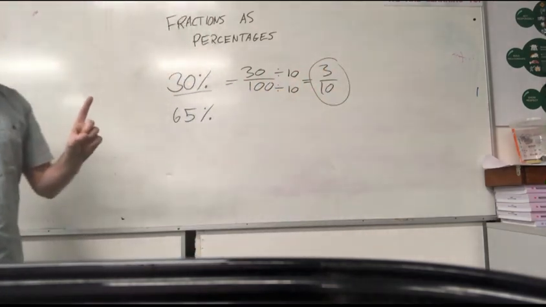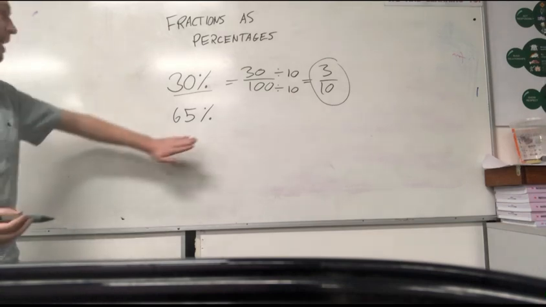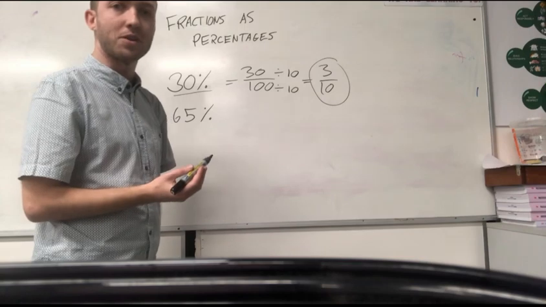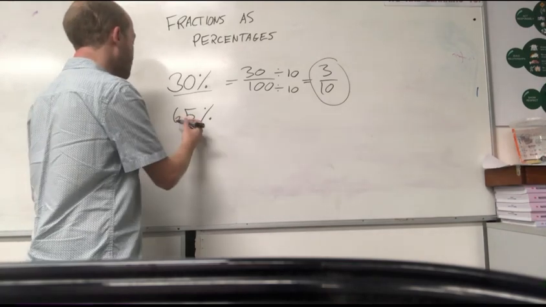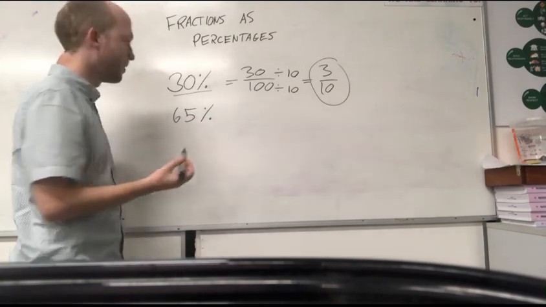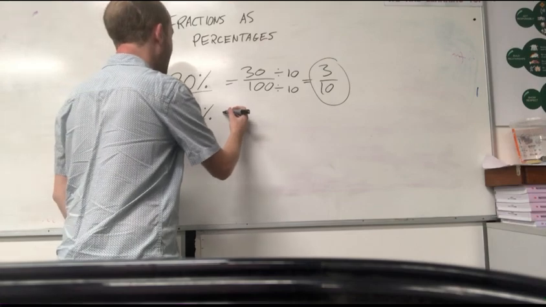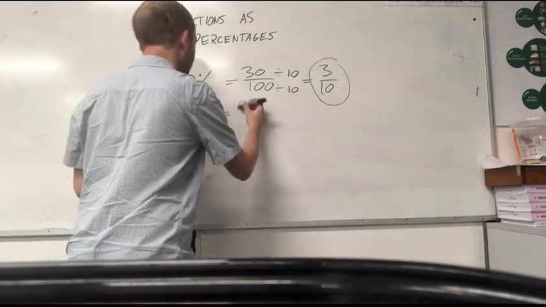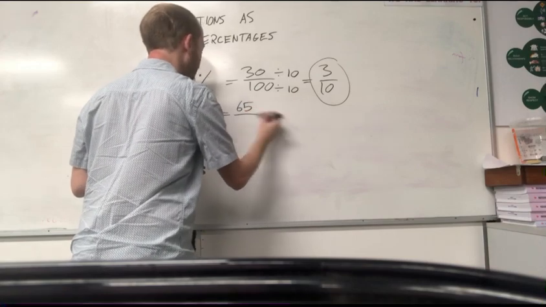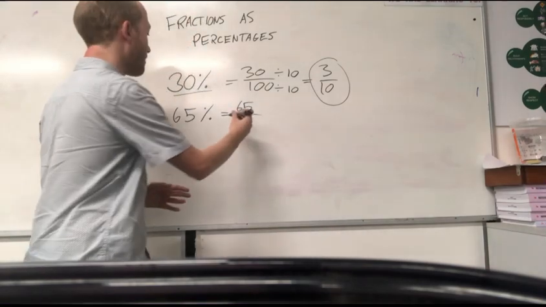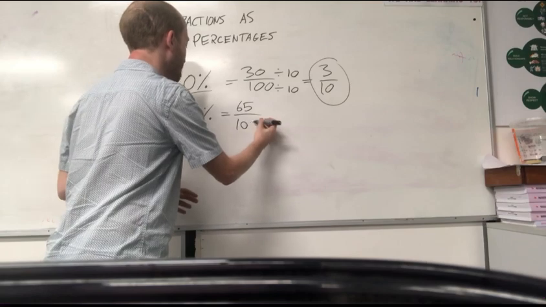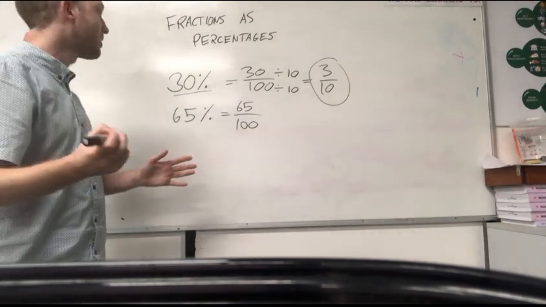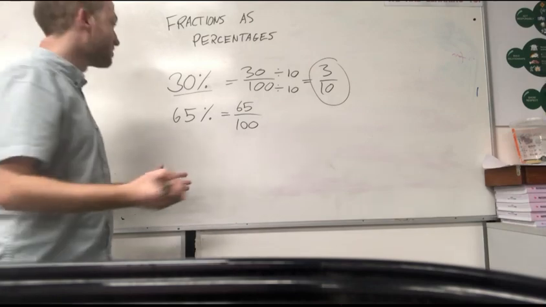Alright, we'll go through one more example together. I'll keep this up on the board so we can follow the same steps. We've got 65%. I know that this is going to be 65 over, and you guessed it, 100. Very nice. I feel like I'm that guy that always does those YouTube videos, the ones that no one likes. But we're going to go through it today.